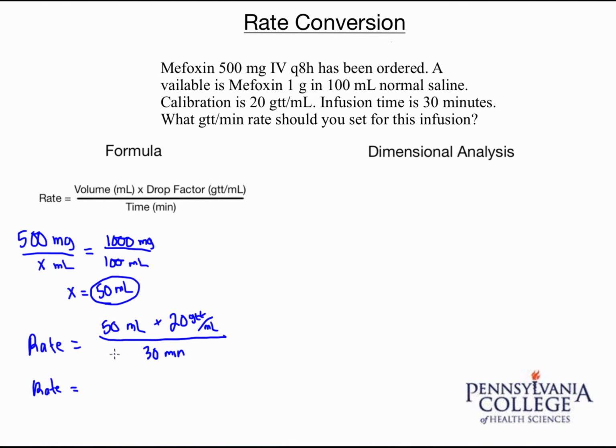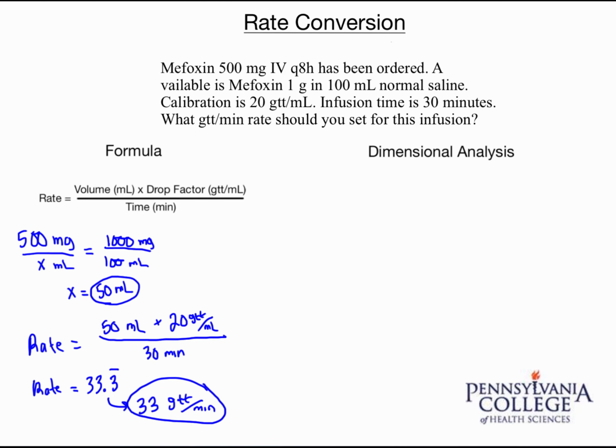So 50 times 20, and then you divide that by 30, you're going to get 33.3. And this is going to be 33.3 repeating, which, if we're talking about drops per minute, we're going to round to the nearest drop. So that would be 33 drops per minute. Using a formula approach, if we know the variables, the volume to be infused, the drop factor, and the infusion time in minutes, we can plug those values in and simplify. What made this one a little bit more complicated is that we needed to figure out that volume.